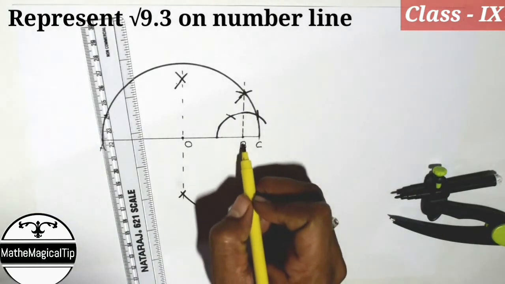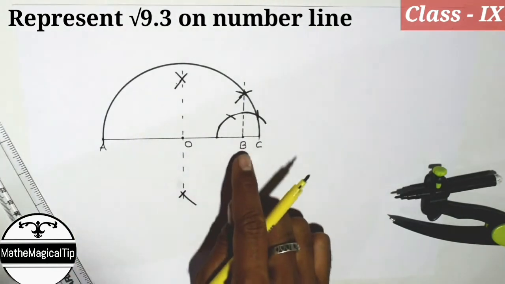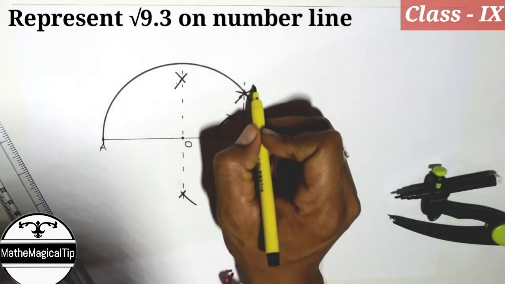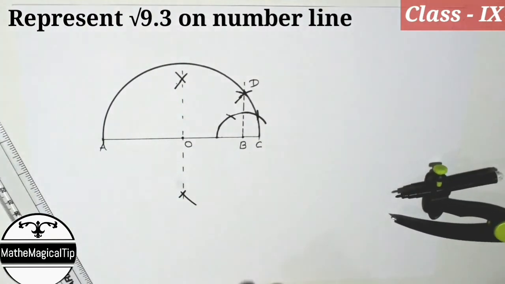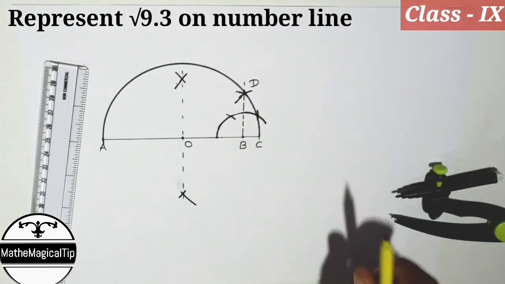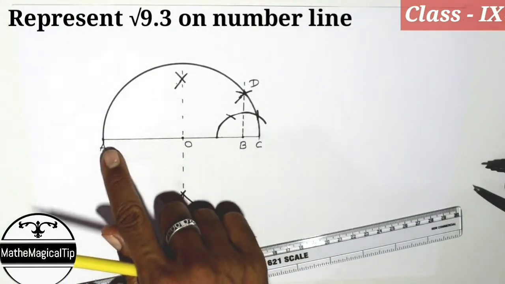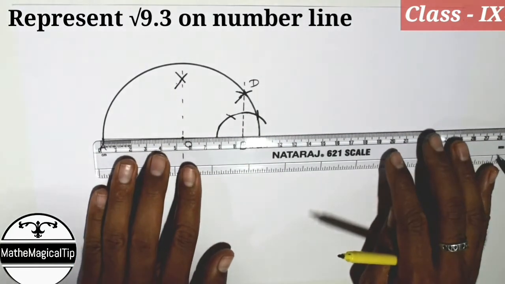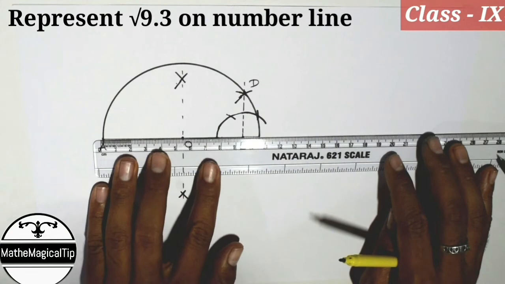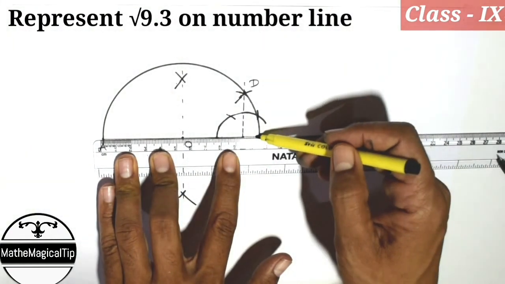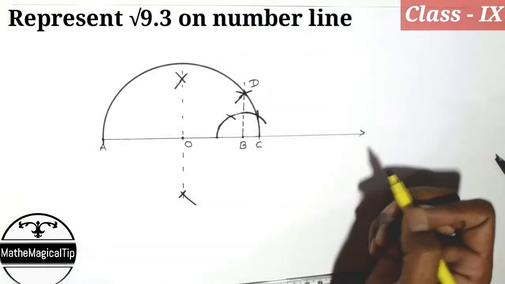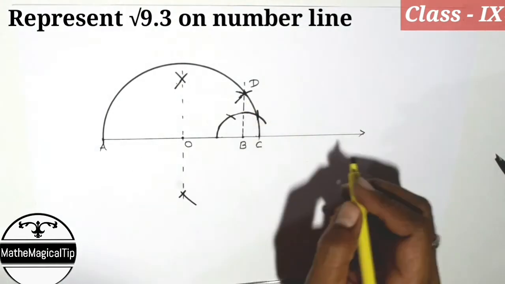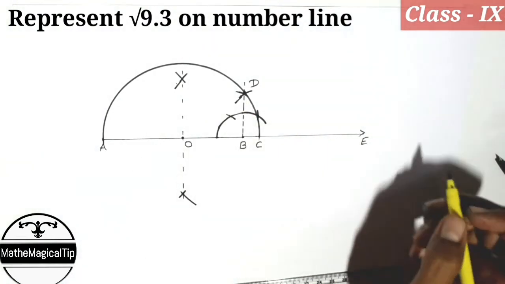Name it as B. This is A, B, C, O, and let this point be D. It depends on you which point you want to take. After this, the next step is to extend this line AC by some centimeters like this. Let this point be E.